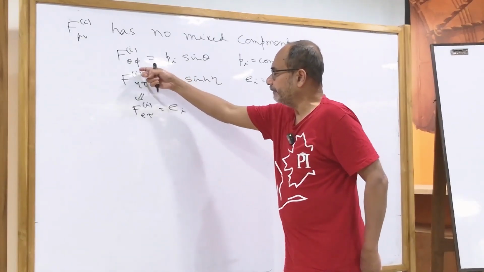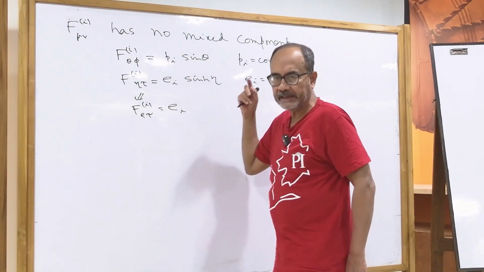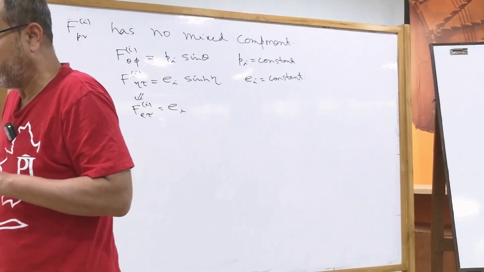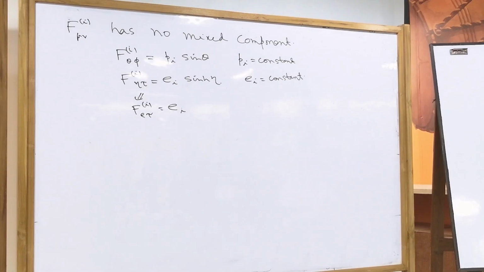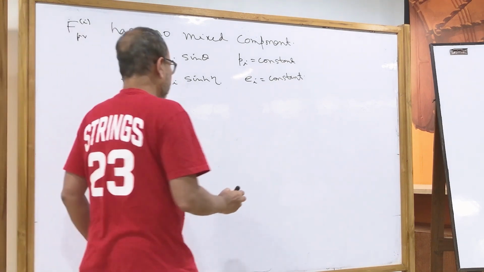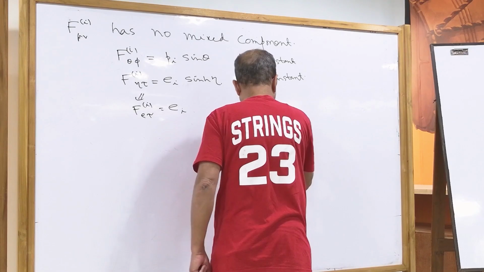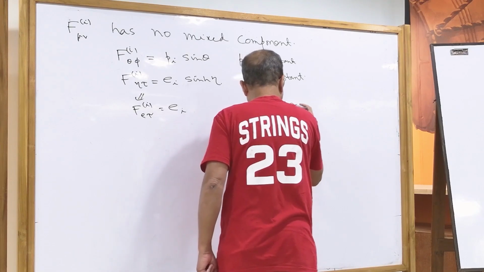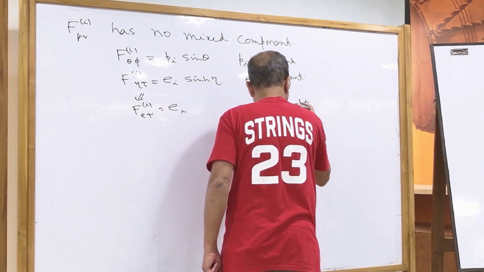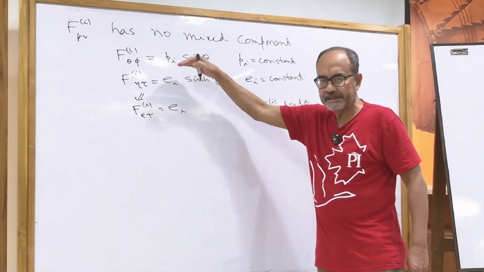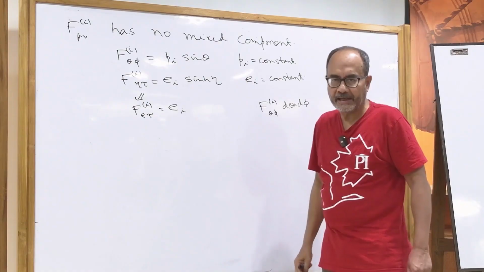So F^i_θφ being p^i sin θ. This is basically, if you are familiar with the notion of forms, F^i is antisymmetric in θ and φ. It's F^i_μν that is antisymmetric. So the one way to construct the invariant form, and that's the only one, is F^i_θφ dθ dφ. If you are not familiar with this language, just accept this as the result that you get from symmetry analysis.